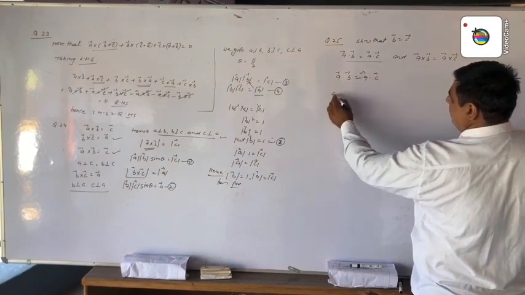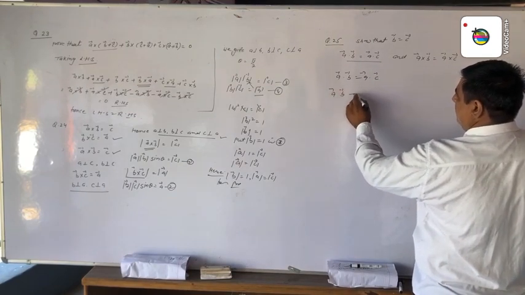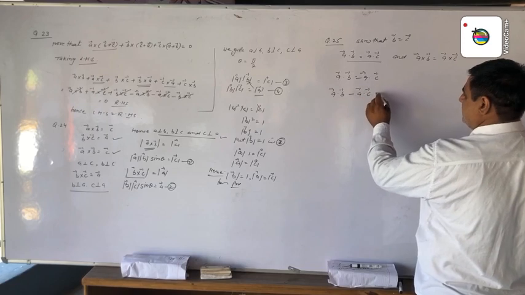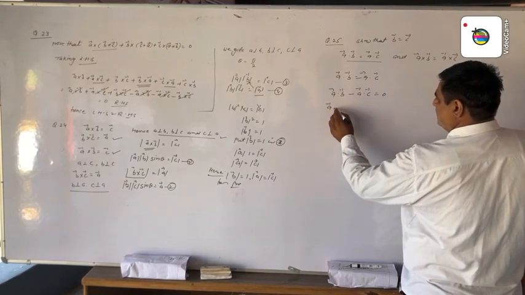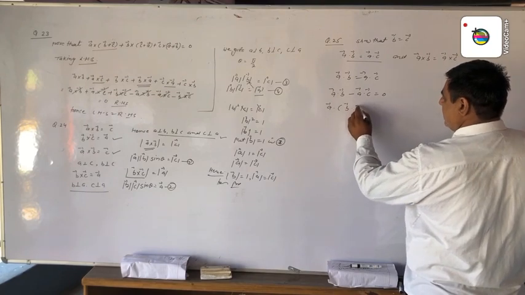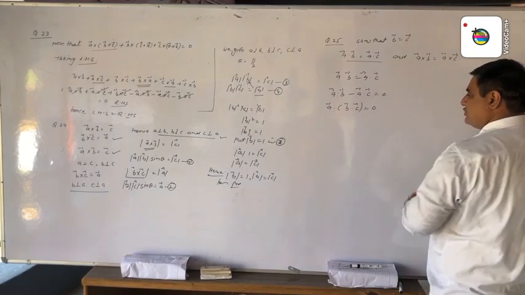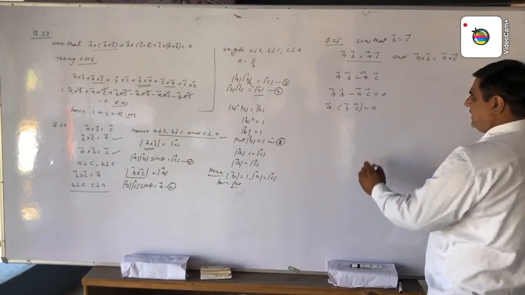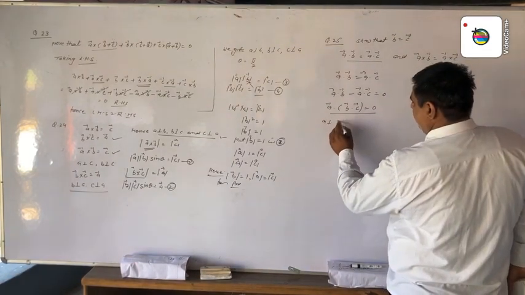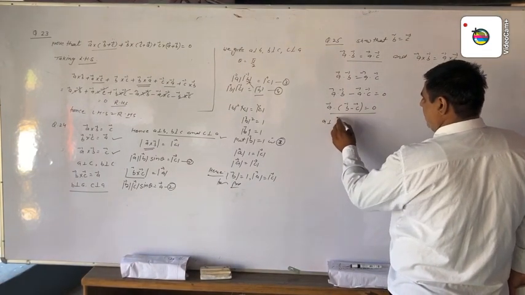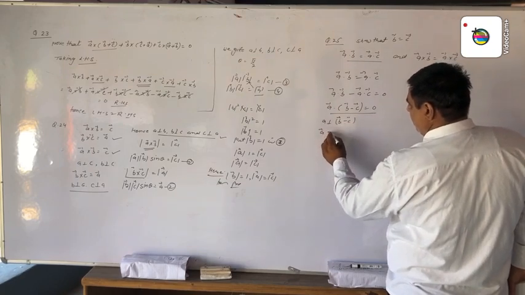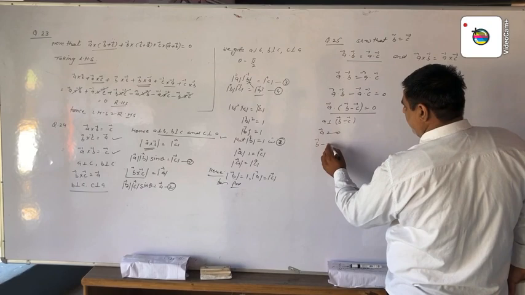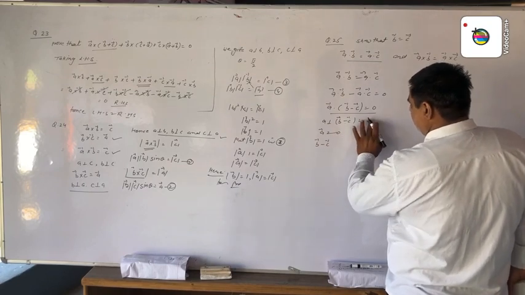We take this to one side: vector a dot vector b minus vector a dot vector c is equal to 0. Now we take a common out from this: a dot (vector b minus vector c) equal to 0. This result says that a is perpendicular to vector b minus vector c, and also vector a equal to 0, or vector b minus vector c equal to 0.